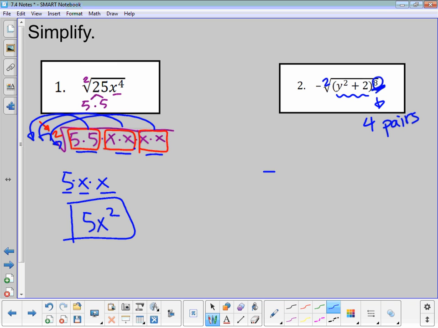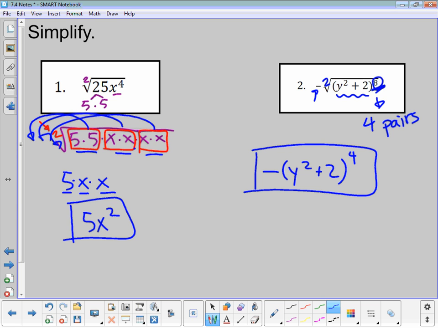Okay, I still have that negative out front. That's just out there hanging out by itself. But if I have 8 underneath, I'm going to take 4 pairs outside, which means I have y squared plus 2 raised to the 4th power. Now, I used all 8 of those. I have none left over. So that means there's nothing else left underneath the radical, and that's my simplified answer.